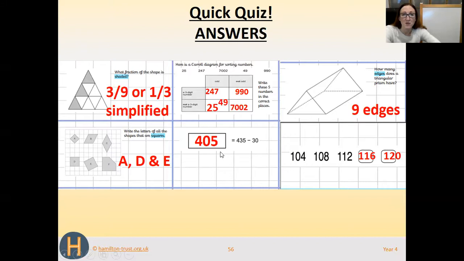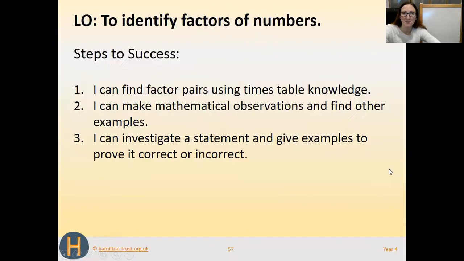Okay, next up we have 405 is equal to 435 subtract 30. And lastly, we had our sequence here. It was increasing by 4, wasn't it? We've got the 4 times table here. All right, so we've got 116 and then 120 is our missing numbers.